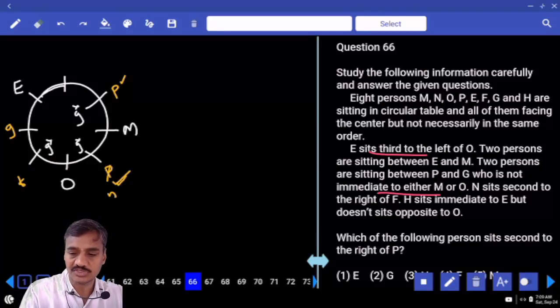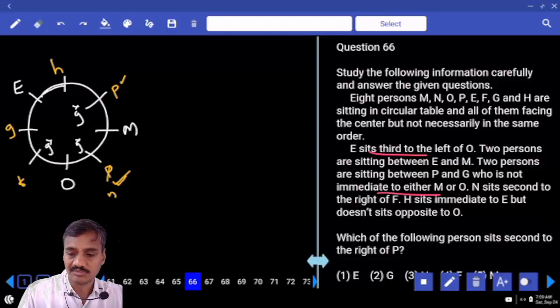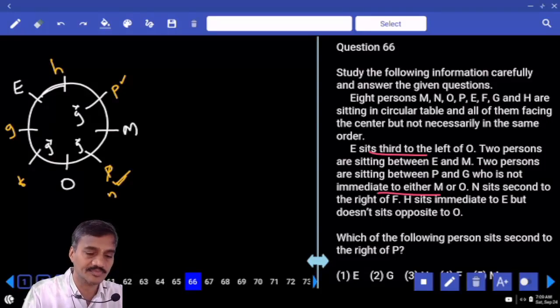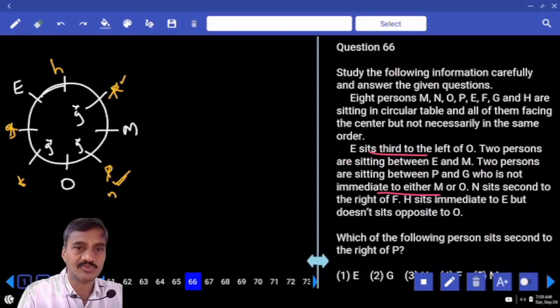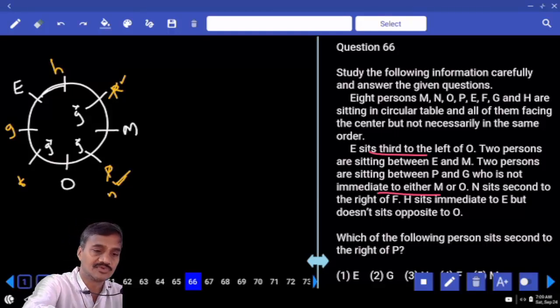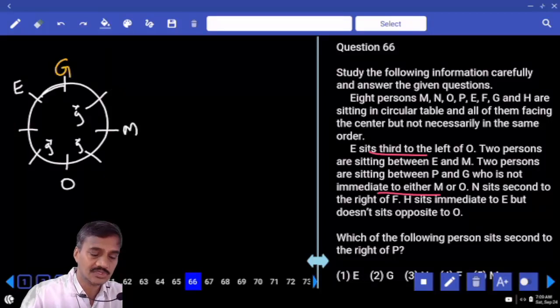And next one, H sits immediate to E. H will be at this place. Now if H is here, H does not sit opposite to O, but here H is sitting opposite to O, which implies that P cannot be here and G cannot be at this place. Now follow here. Now we are left with only one more possibility for this G. Left hand side of whom? Left hand side of E. Now G is here.